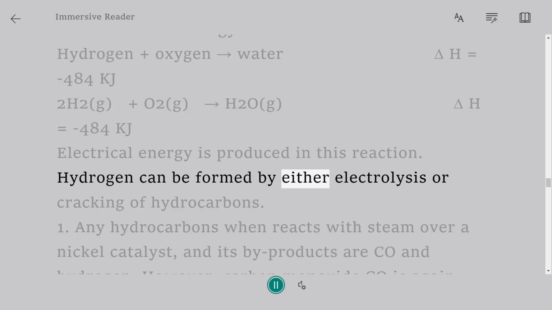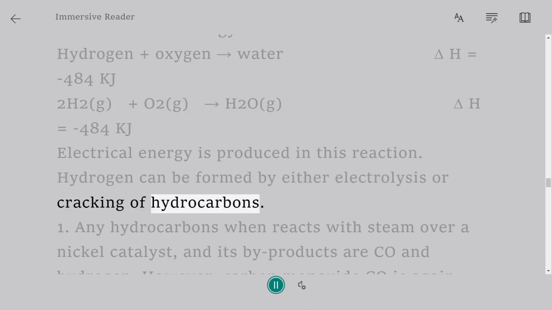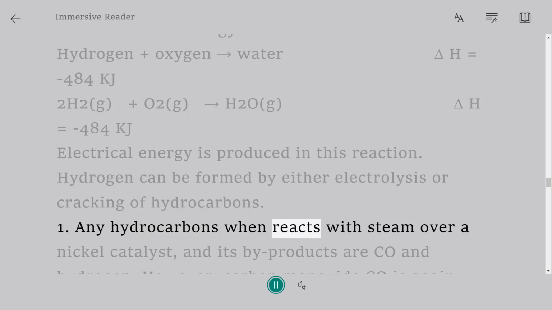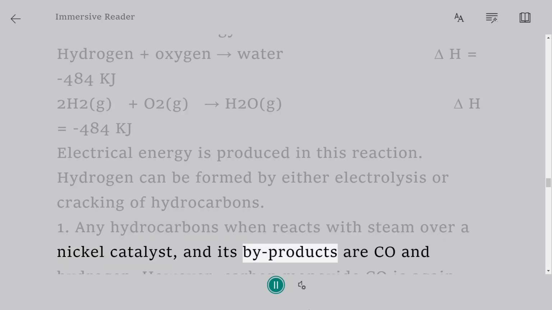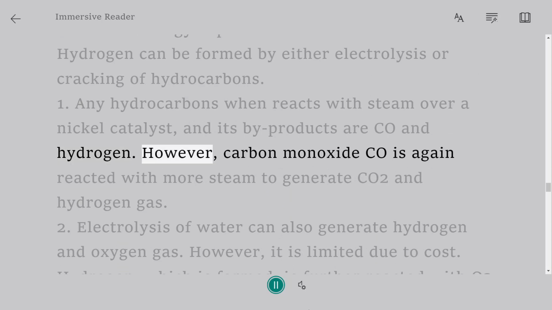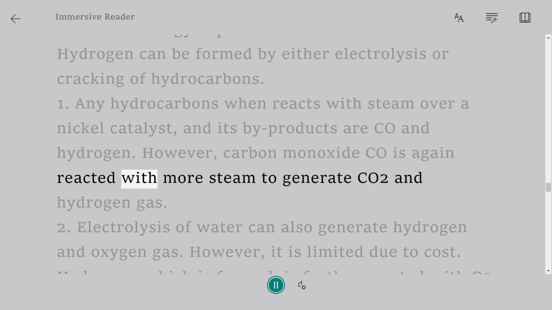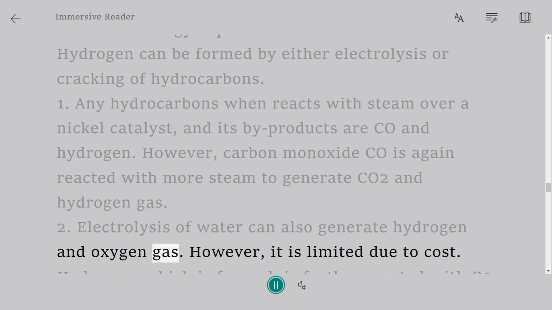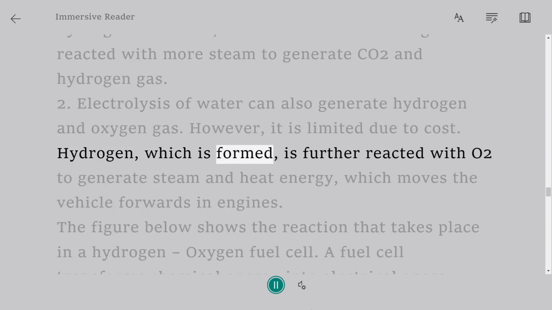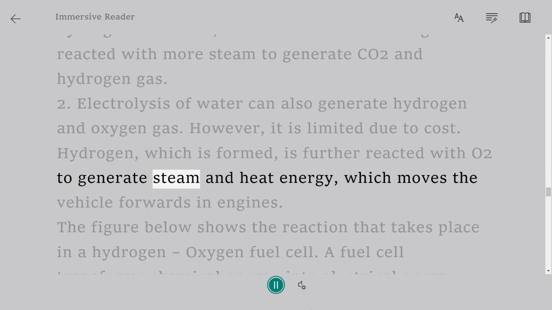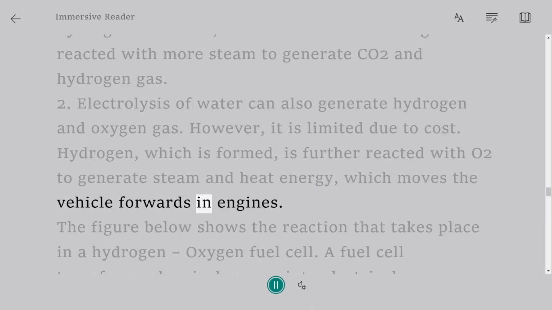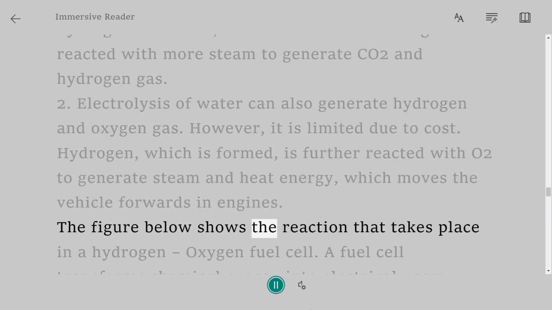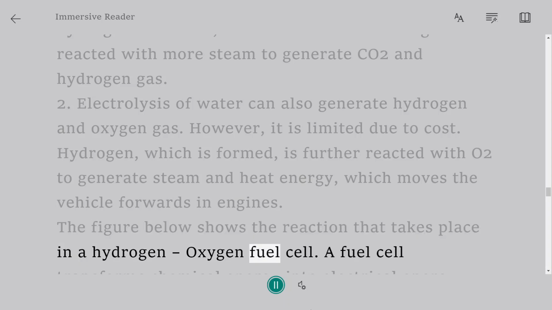Hydrogen can be formed by either electrolysis or cracking of hydrocarbons. 1. Any hydrocarbon, when reacted with steam over a nickel catalyst, gives byproducts of CO and hydrogen. However, carbon monoxide CO is again reacted with more steam to generate CO2 and hydrogen gas. 2. Electrolysis of water can also generate hydrogen and oxygen gas. However, it is limited due to cost. Hydrogen, which is formed, is further reacted with O2 to generate steam and heat energy, which moves the vehicle forwards in engines. The figure below shows the reaction that takes place in a hydrogen-oxygen fuel cell.